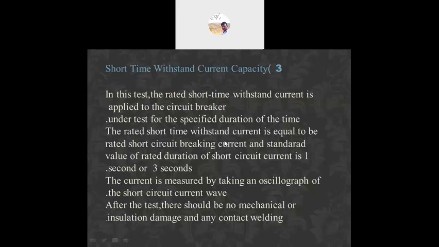If the test is due to the short circuit, what will happen? The highest current will flow through this in this type of short circuit test. At that time there should be no mechanical and insulation damage. If it is done, there will be a failure of the test. If not, it will be a success.